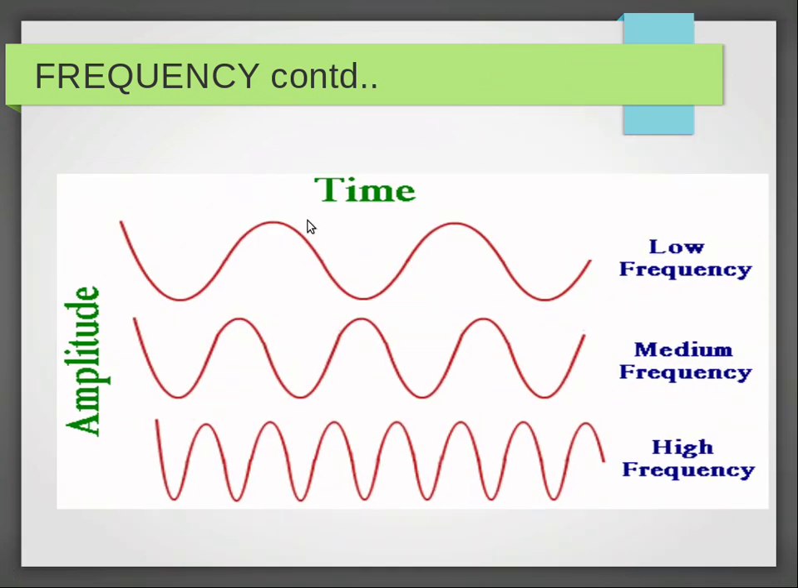In the given figure, we can see the number of waves produced in a particular time. In the first figure, we have 2 complete waves, in the second figure we have 3 complete waves, and in the last figure we have many waves. The number of waves produced in 1 second is the frequency. Because in the first figure the waves are fewer, it is of low frequency, and in the third figure there are so many waves in a particular time, so it represents high frequency, and the second figure will be of medium frequency.